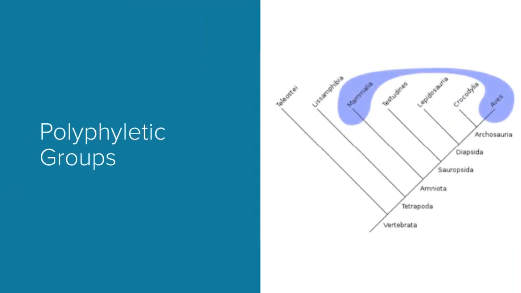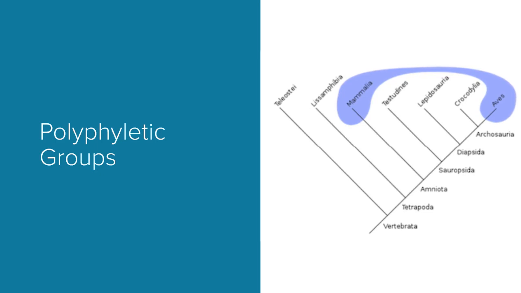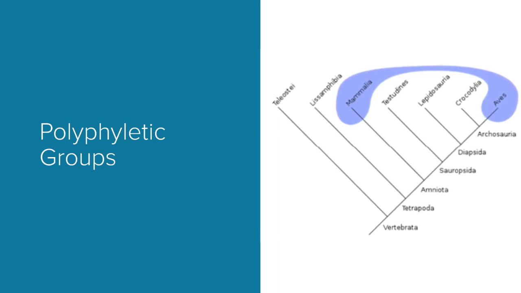So polyphyletic groups are another type of group that you'll see in phylogenetic trees and that you might be asked to identify. And so these are groups that have independent origins and no common ancestor. So if you look to the diagram to the right, the Mammalia and the Aves genus share no common ancestor, and so that's why they're polyphyletic groups.